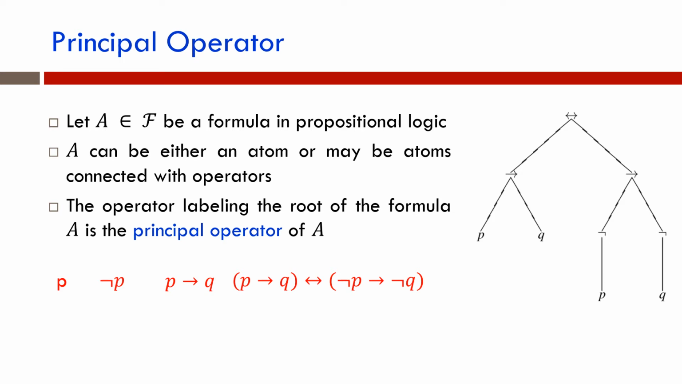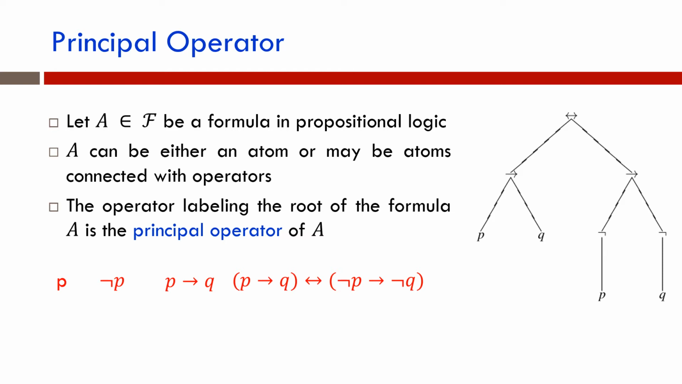So, a formula in propositional logic can be either an atom like say P, or it may be atoms which are connected with operators. When you consider a formula, one of the operators will be used for labeling the root of the formula, and that operator is called the principal operator. So when you consider this particular formula, P implies Q equivalence negation P implies negation Q, the root is labeled with equivalence. So equivalence is the principal operator in this case.